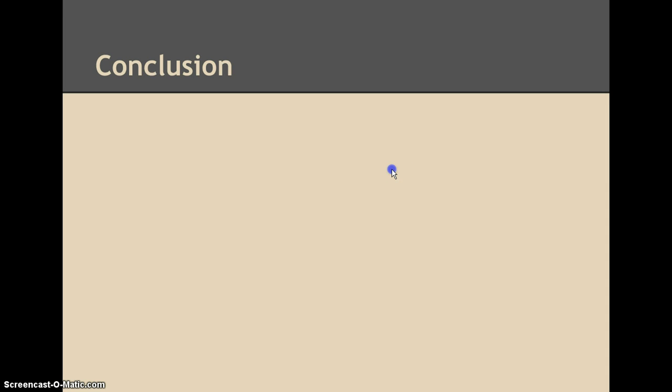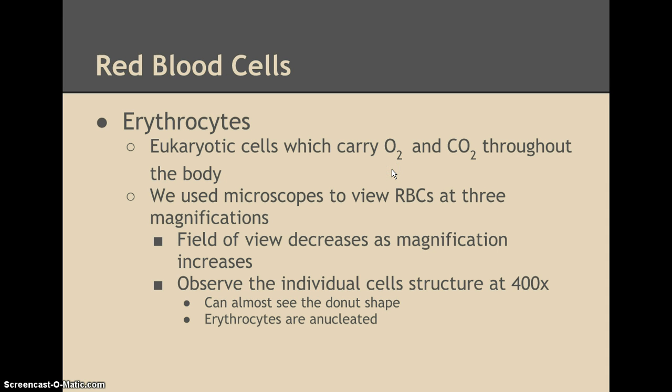So our conclusion to this is we looked at red blood cells. These are also known as erythrocytes. They are eukaryotic cells which carry oxygen and carbon dioxide throughout the body. And we use microscopes to view red blood cells at 3 different magnifications. And as the field of view decreases, our magnification was increasing. As we increased the magnification, you saw less of the slide, but you could see it better, which is you can observe the individual cells at 400 times. You can almost see the donut shape, which I have a picture of in the next slide, and we know that erythrocytes are anucleated, which is uncharacteristic of most animal cells.